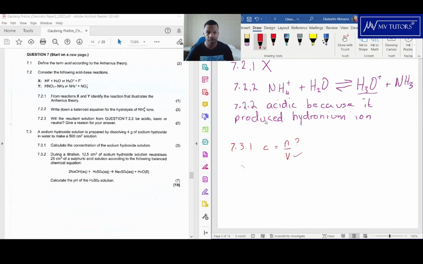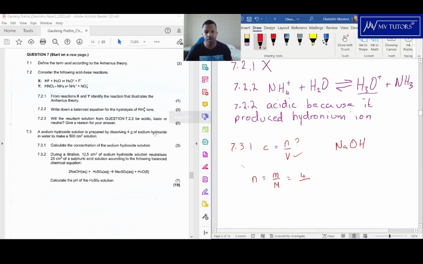We have volume. Now solving number of moles, what's the formula of number of moles? We know it's mass over molar mass. Are we given the mass? We are given the mass, it's 4 grams. Can we calculate the molar mass? Sure, we can, but let's put the numbers. So mass is gonna be 4 over molar mass. What are we dealing with? Sodium hydroxide. Sodium hydroxide is given by NaOH.